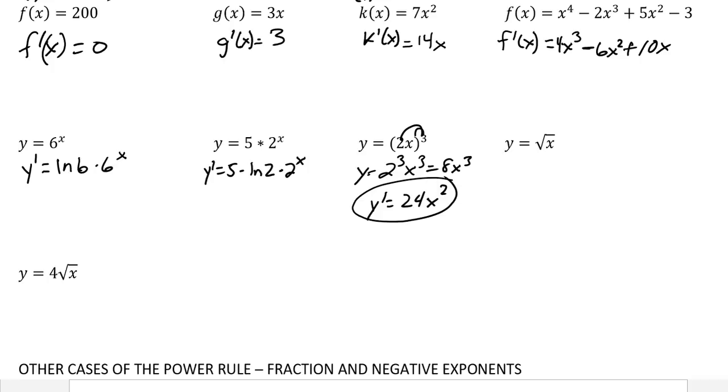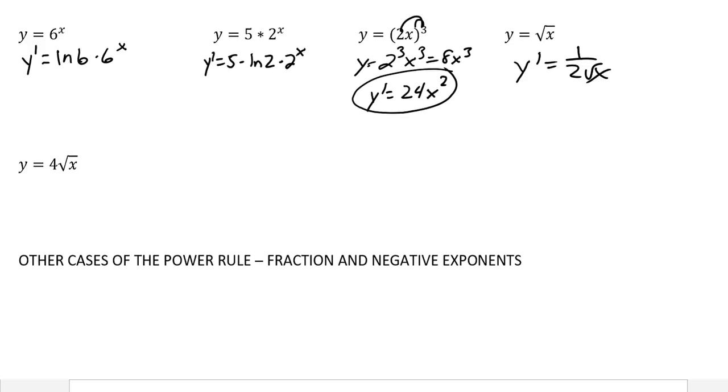Alright, we already know this one. We said it's 1 over 2 root x. Alright, so next, y equals 4 square root of x. Well, we know the derivative. y prime is going to be 4 times the derivative of the square root of x. That's what a constant times the derivative tells us. Well, we already know that the derivative of the square root of x is 1 over 2 root x. And this 2 and this 4 are going to cancel, and then the 2 is going to multiply by 1. It should be 2 over root x would be the derivative of 4 square root of x.